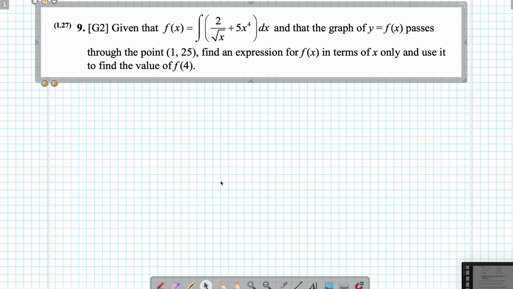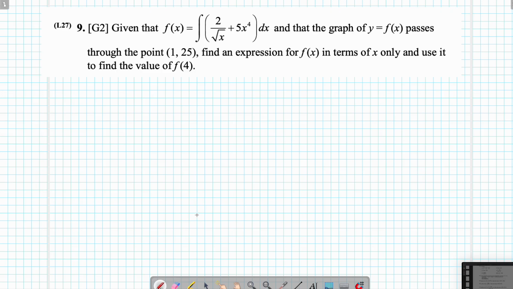Given that f of x is equal to 2 over radical x plus 5x to the 4dx, and that the graph of y equals f of x passes through the point 1, 25, find an expression for f of x in terms of x only, and use it to find the value of f of 4. So first of all, what we're gonna do is integrate as normal. So 2 into x to the negative half plus 5x to the 4, then we're gonna integrate.